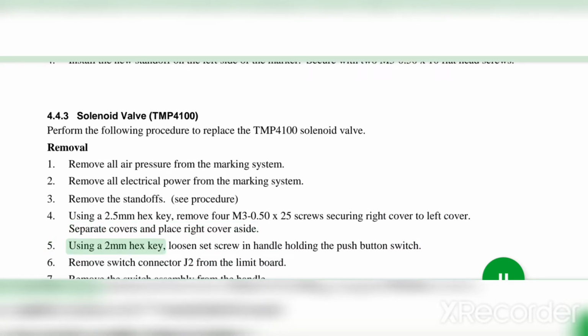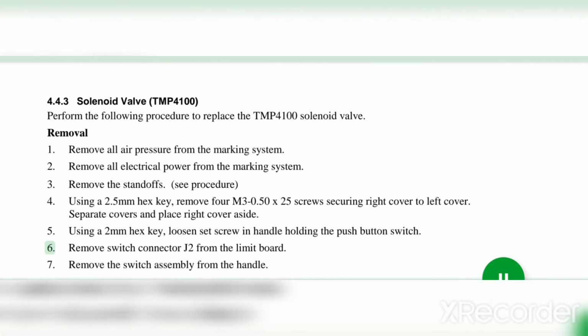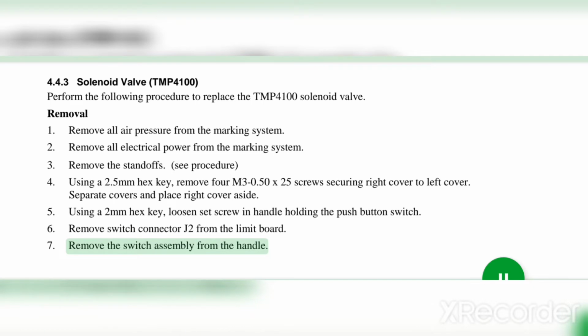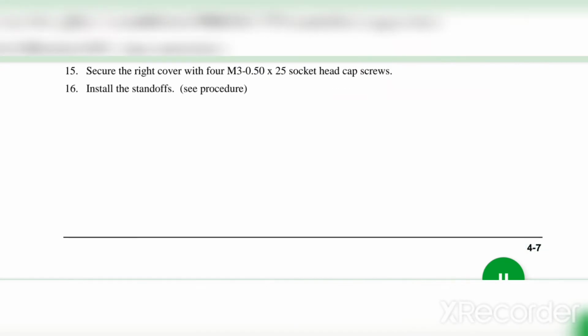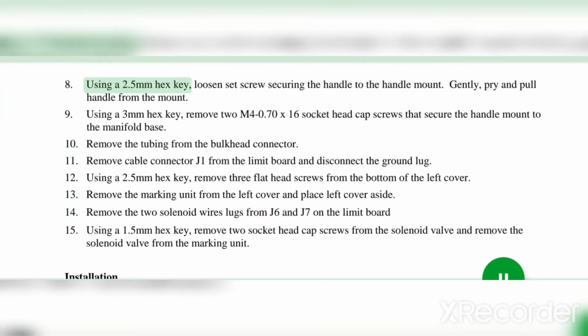5. Using a 2mm hex key, loosen set screw and handle holding the push button switch. 6. Remove switch connector J2 from the limit board. 7. Remove the switch assembly from the handle. TMP 4100 series/400 maintenance. 4 to 7. 8. Using a 2.5mm hex key, loosen set screw securing the handle to the handle mount. Gently pry and pull handle from the mount.